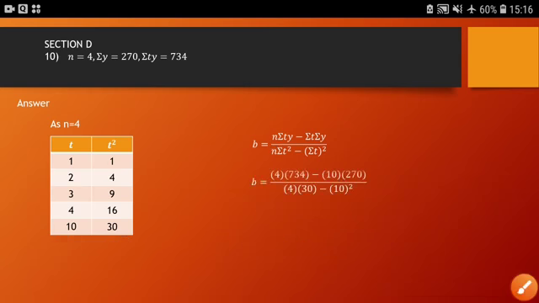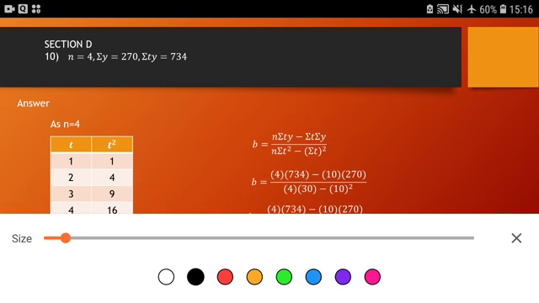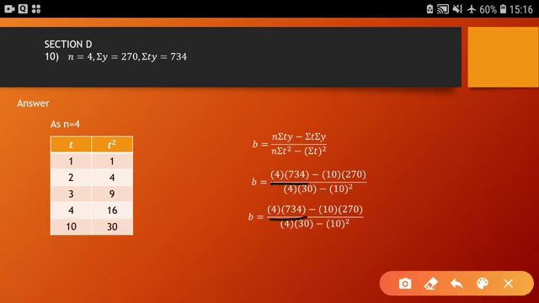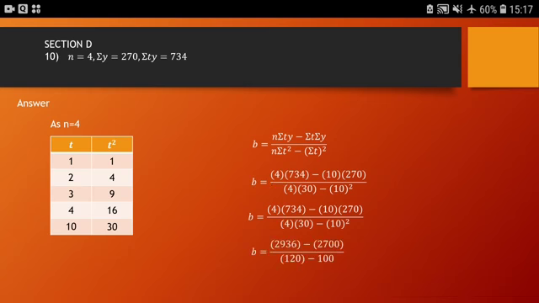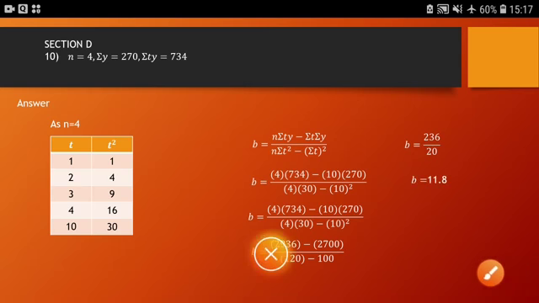So if you solve this, 4 into 734 and 10 into 270, you will get 2936 and 2700. 30 into 4 is 120 and the square of 10 is 100. So 2936 minus 2700 is 236, and 120 minus 100 is 20. So your answer is 11.8.